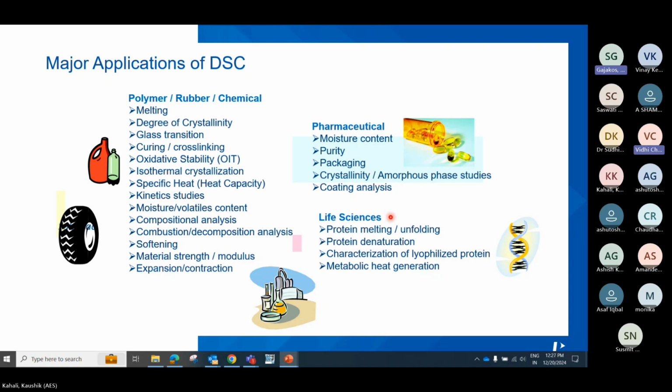From pharmaceutical samples, we can get information in terms of moisture content, purity, packaging, then crystallinity, amorphous phase studies, coating analysis, packaging content. From the life sciences, we can analyze samples like proteins for protein melting or unfolding, protein denaturation, characterization of lyophilized proteins, or the metabolic heat of generation. So this many kinds of information we can achieve with the help of DSC analysis from a variety of sample analyses. Next slide, please, Kaushik.